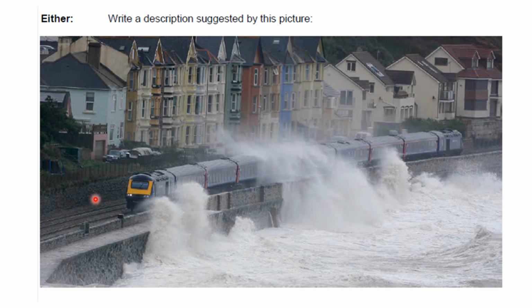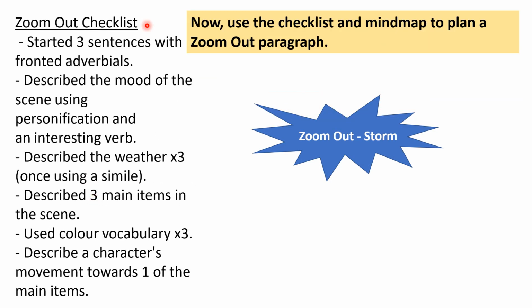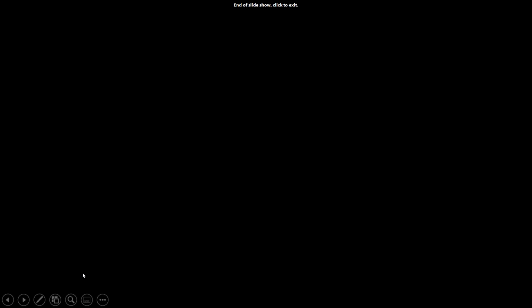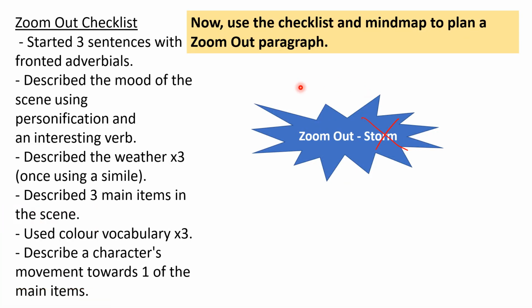So what you're going to do now for me is you're going to use this checklist here and this mind map to plan a zoom out paragraph. Okay, I don't know why it says storm there. That's not what we're doing, so you can just ignore that. What I would like you to do is pause the video and copy out this mind map in a space on your paper or in your book, and then come back to the video because I just want to talk to you about how to approach this plan.